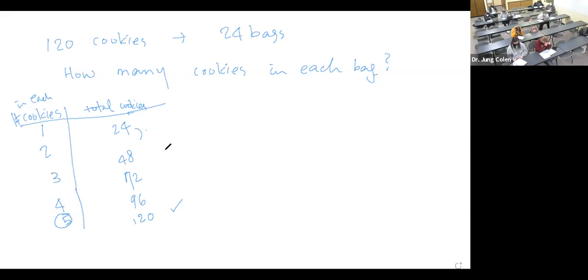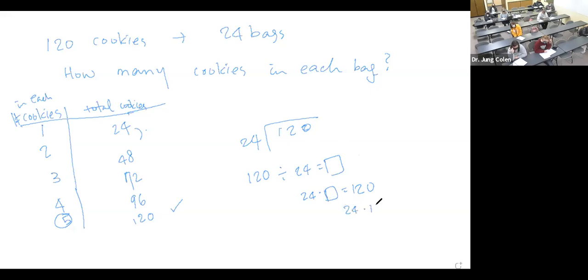Before they learn 120 divided by 24, they can think about multiplication, right? But you can connect that idea: this is actually the same as 120 divided by 24, and you want to find how many there are. So you can also think about 24 times something is equal to 120. You can keep doing multiplication until you find 120.